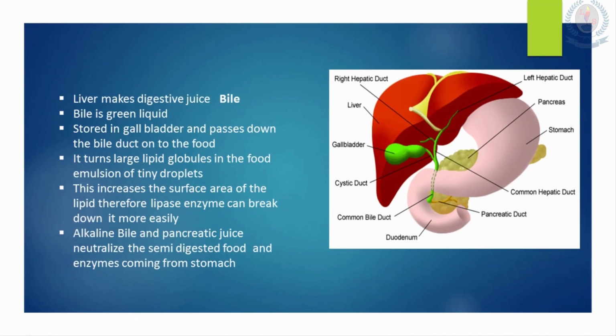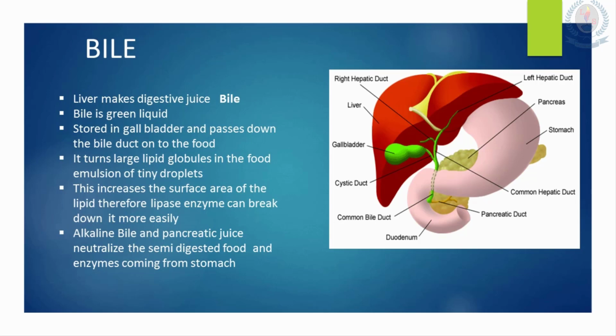So let's see the role of bile. You should know that bile is made in the liver as a digestive juice. Normally it appears as a yellowish green liquid. After the liver makes this bile, it is stored in the gallbladder and passes down the bile duct onto the food.